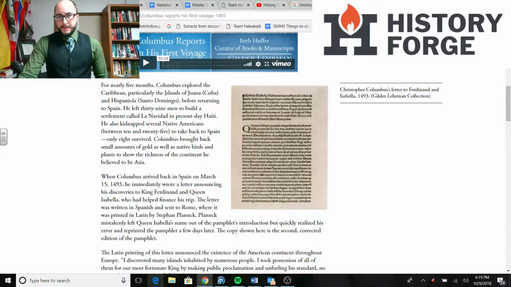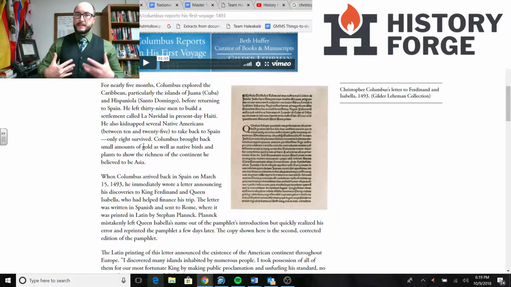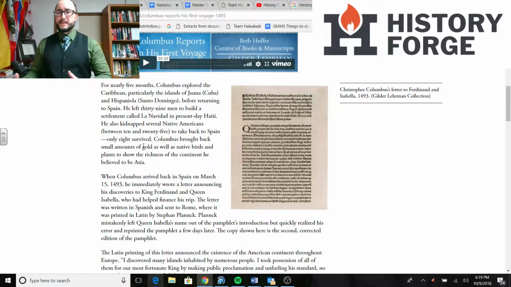For nearly 5 months, Columbus explored the Caribbean, particularly the islands of Juana, which is later known as Cuba, and Hispaniola, which became Santo Domingo, before returning to Spain. He left 39 men to build a settlement called La Navidad in present-day Haiti. He also kidnapped several Native Americans, between 10 and 25, to take back to Spain. Only 8 survived. So remember, Native Americans couldn't handle the diseases that Europeans had, and the trip back across the Atlantic was very dangerous and full of disease by itself. And so it's not very surprising that only a handful of these people actually survived.